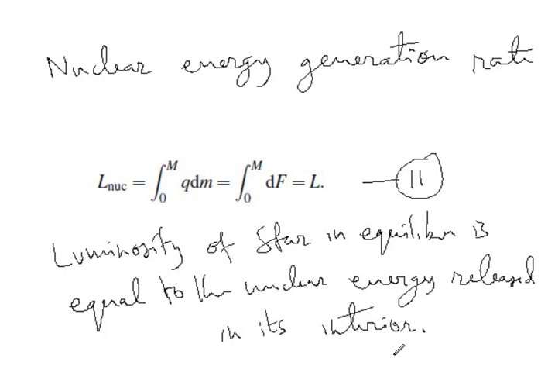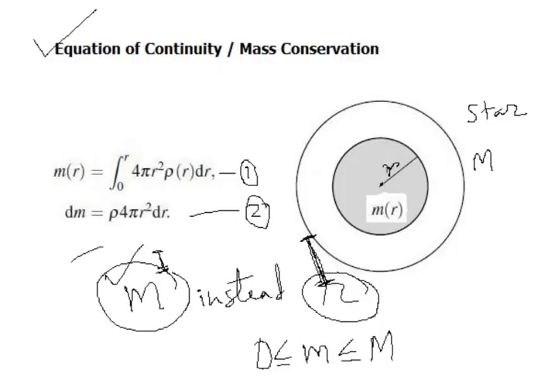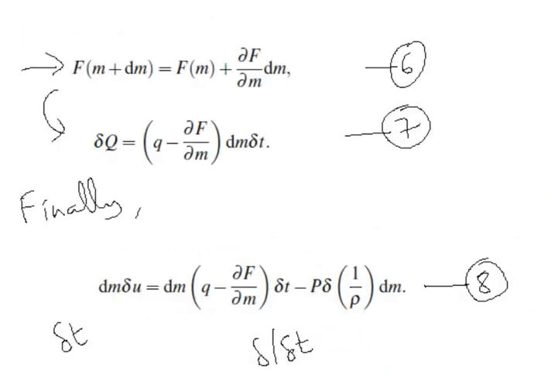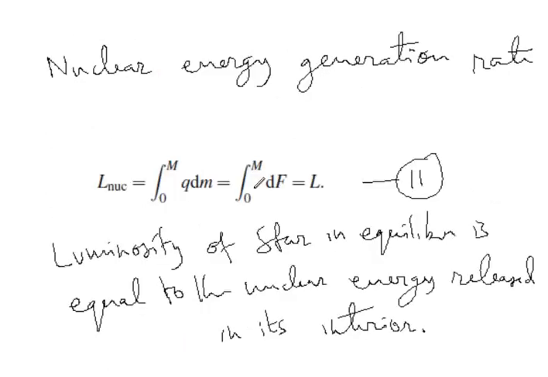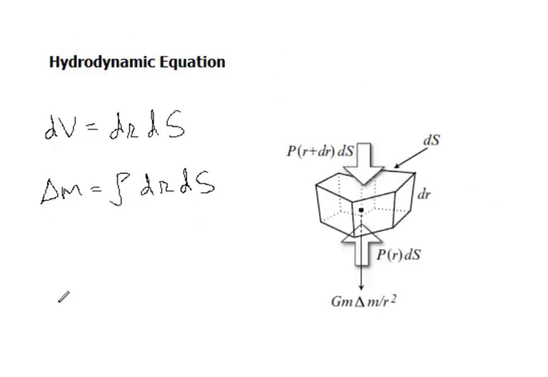So, we have just now derived two equations. The first one was the equation of continuity or mass conservation, and the second one is the energy equation. This one over here. Fine. Any questions till now? Okay. So till now we have discussed and also derived the two equations. The first is the equation of continuity and the next one is the energy equation. Okay. And this is the third equation, the hydrodynamic equation.